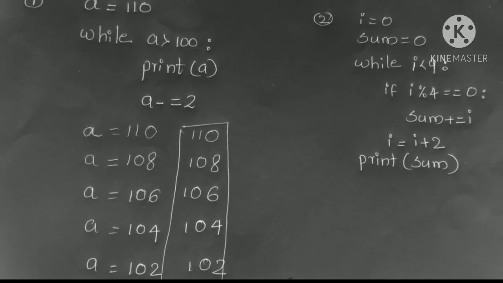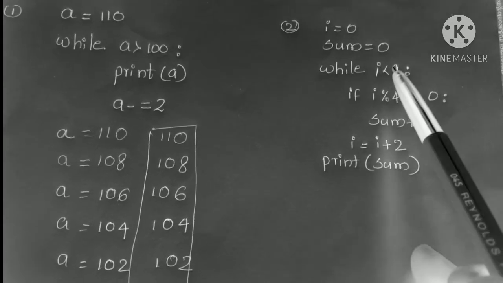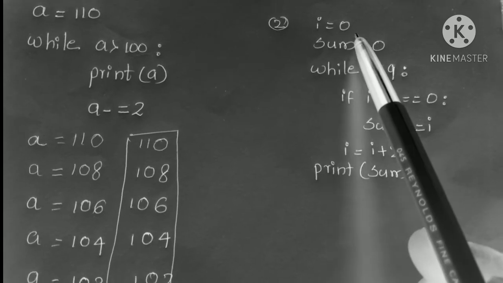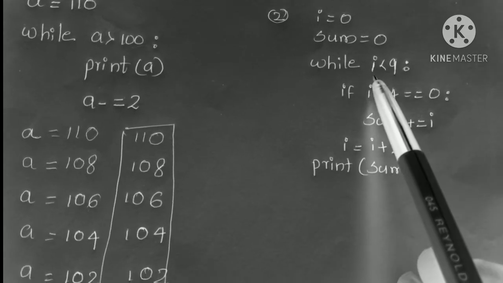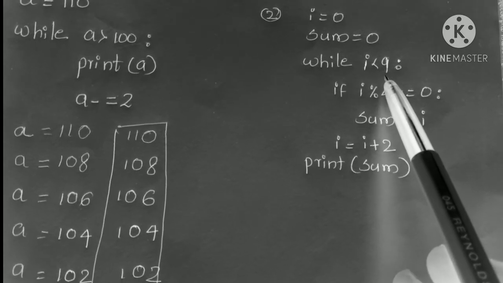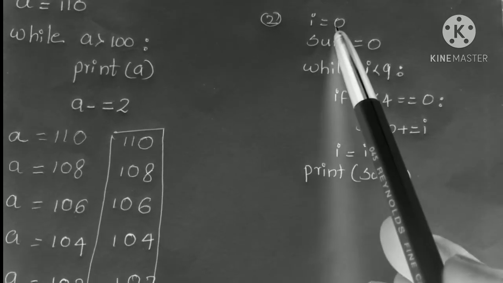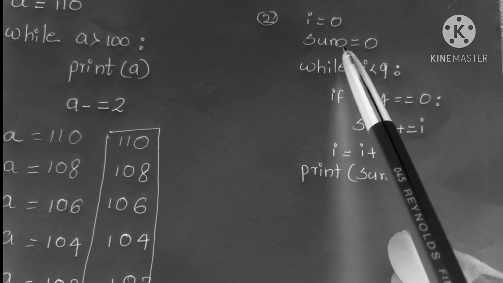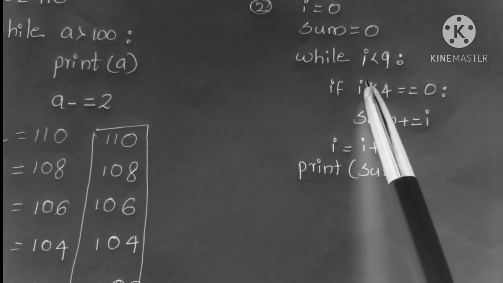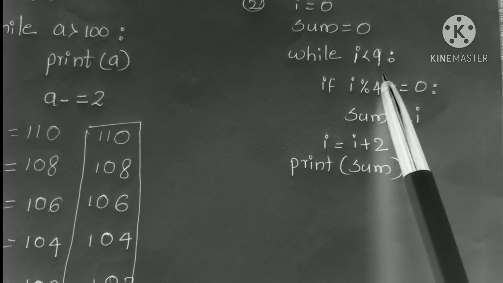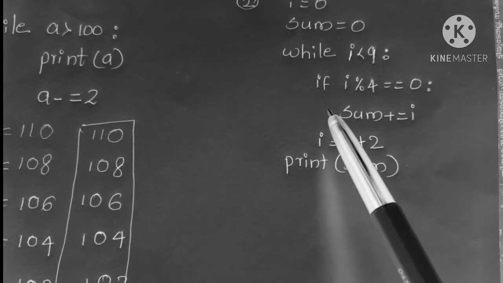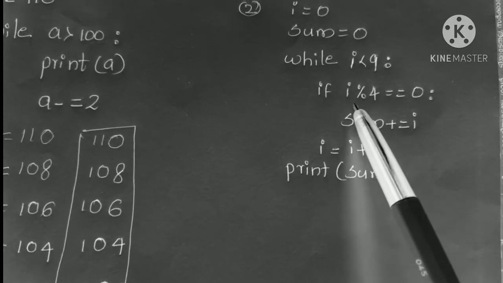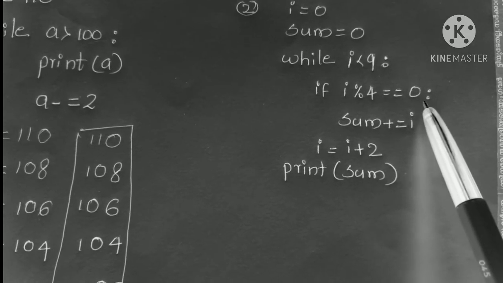Okay children, see here we have one more question. Here I is equal to 0, then sum is equal to 0, while I less than 9. Initially I is equal to 0 and sum is equal to 0. Then it will check I less than 9. So this condition will be satisfied because the value of I is equal to 0. Then check whether I mod 4 is equivalent to 0.